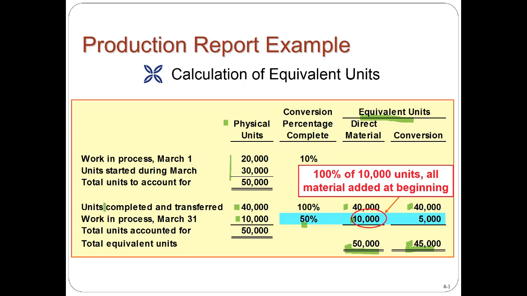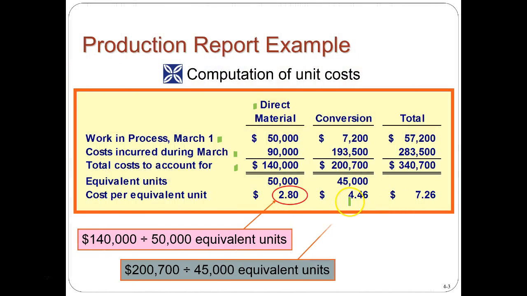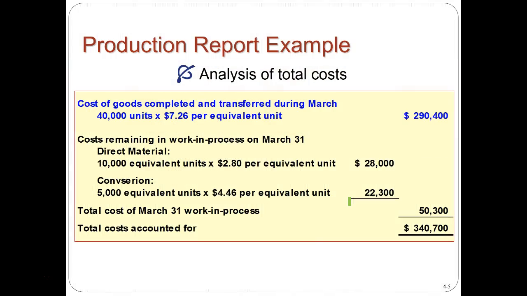If we go all the way back up here, we have the stuff that's still in there at the end is here. We had 10,000 for direct materials, 5 for conversion. So that's where those numbers come from. Then we're going to use the 2.8 and the 445. So we've got the 10,000 times the dollar of 2.8 per equivalent units gives us the 28. We've got the 5,000 in conversion times the 446 gives us the 22.3. If we add those together, we get up to 50.30.